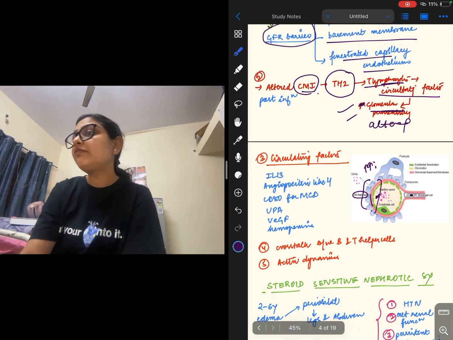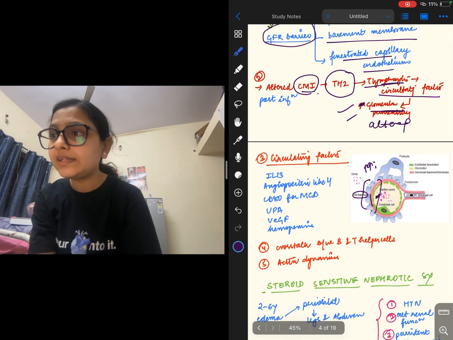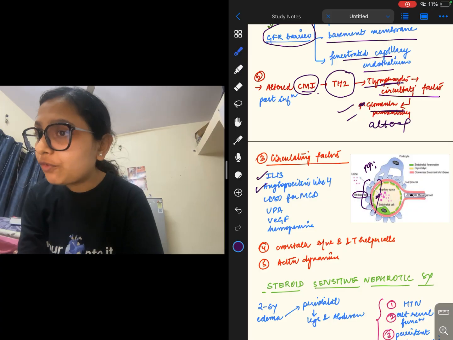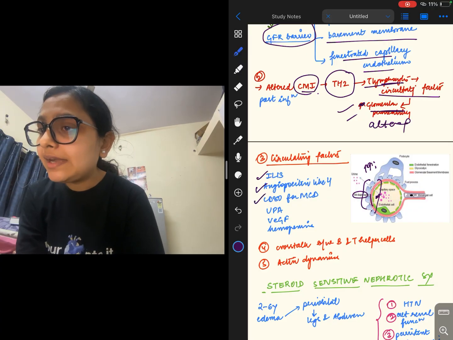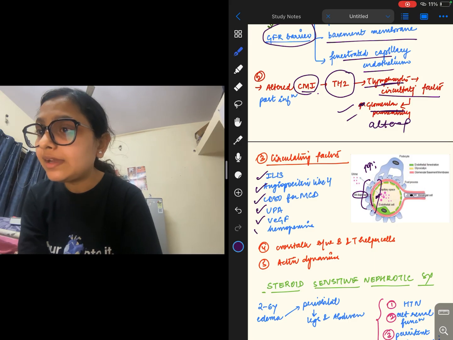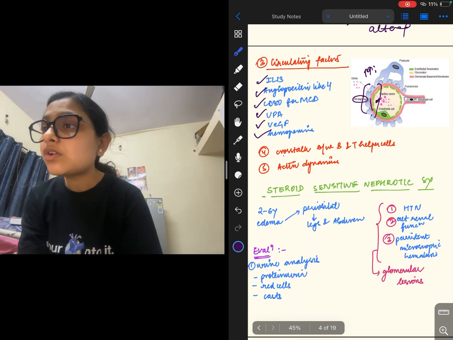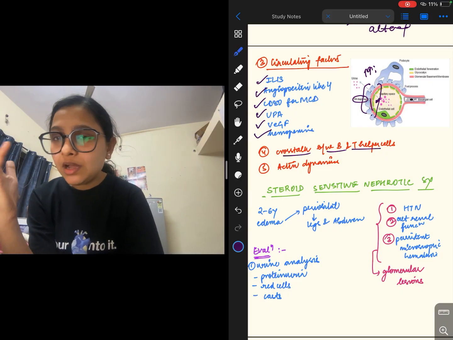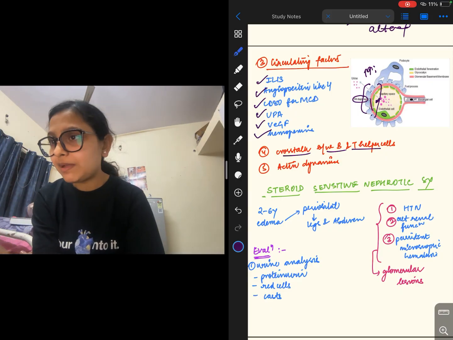Then comes the question: what are the circulating factors that are altering glomerular permeability? Interleukin 13, angiopoietin-like 4, CD80, urokinase plasminogen activator, vascular endothelial growth factor, and hemopexin. Then comes crosstalk between B and T helper cells. Some theories also suggest that B cells are involved in this pathogenesis.